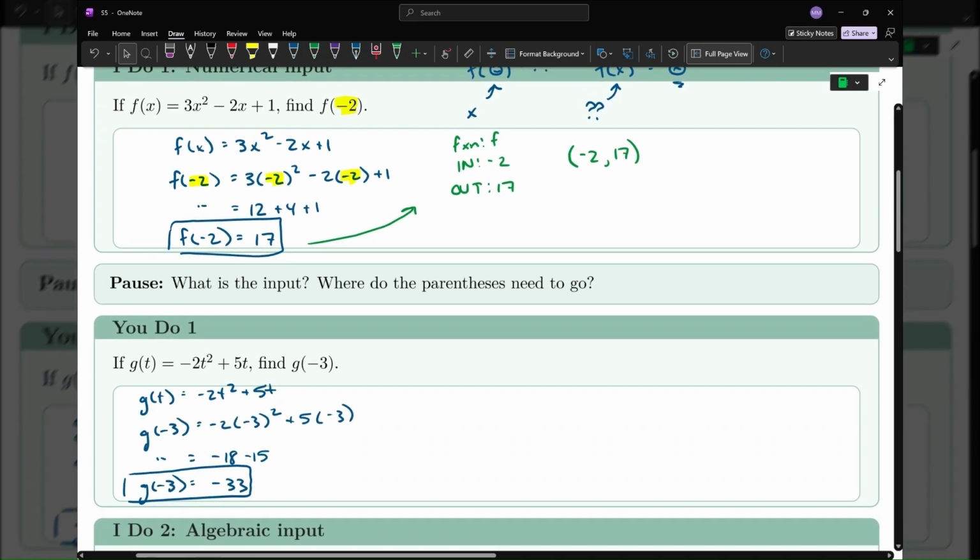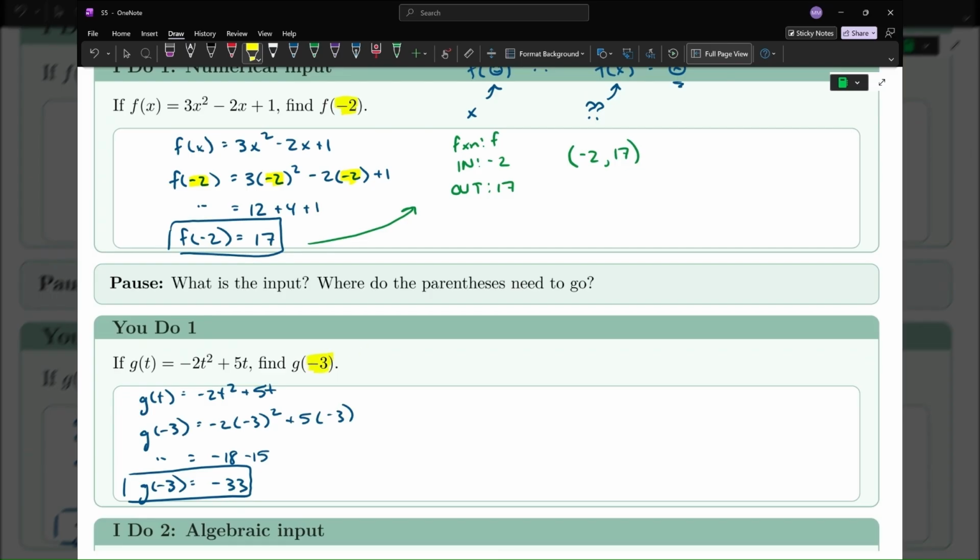Okay, welcome back. On this question, our input was -3. I can see it's been filled in. So all we do is take that given input value, replace every input position with it, and then simplify. At the end of the day, you're going to get g of -3 equals -33. And that's the final answer.